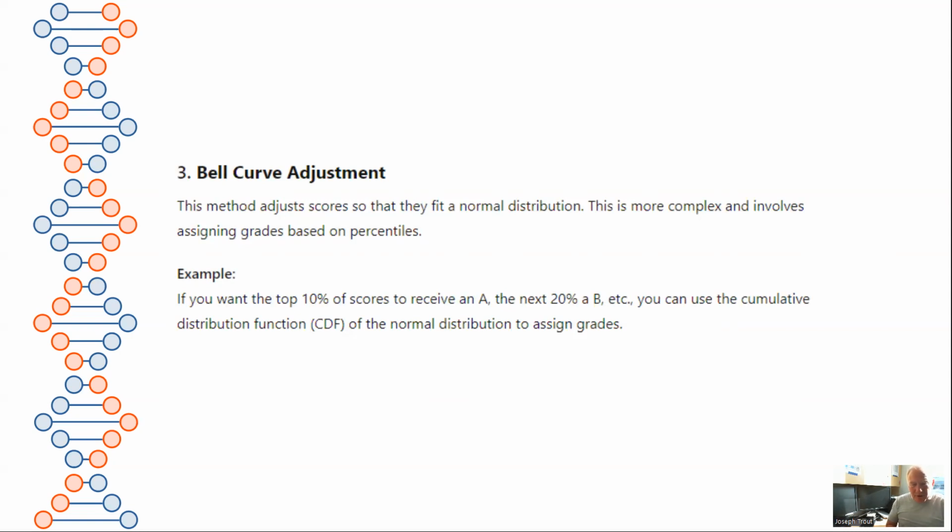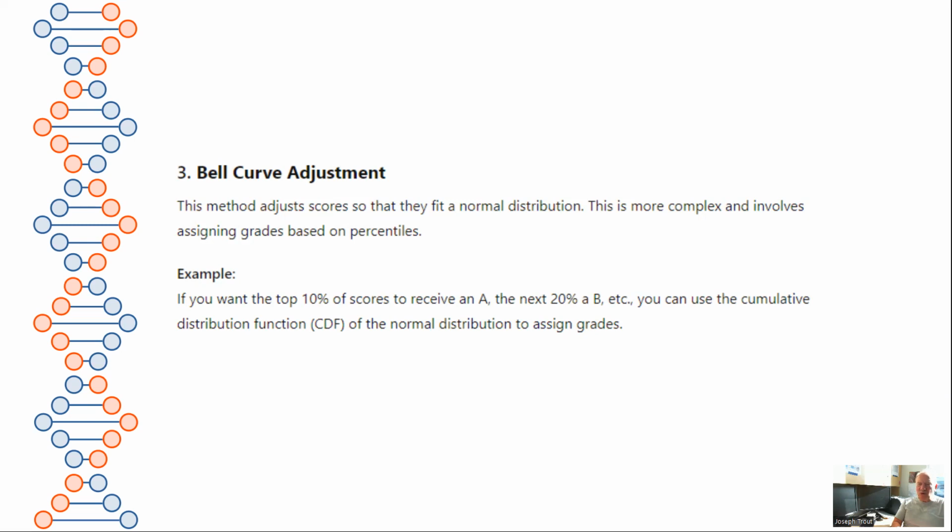We also have Bell's curved adjustments, and that's just like we were talking about when I showed you moving that graph ahead, right? So in this method, you adjust the scores so they fit a normal distribution. I have had professors who insist that all the scores fit this normal bell curve distribution. The problem with that is that it doesn't really allow for if you just have a class of really exceptional students.